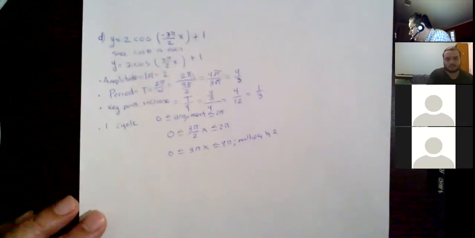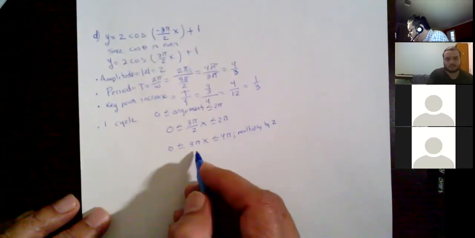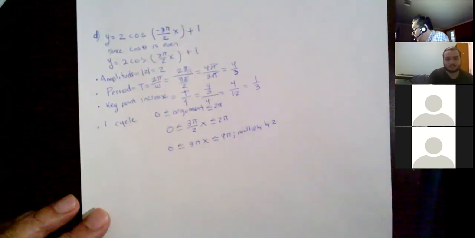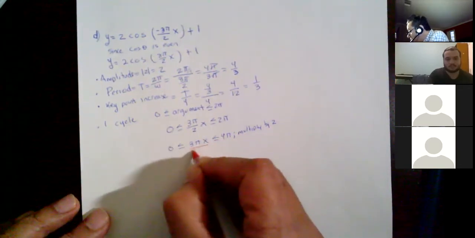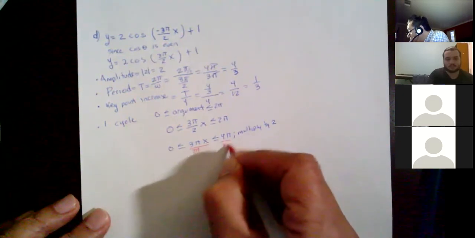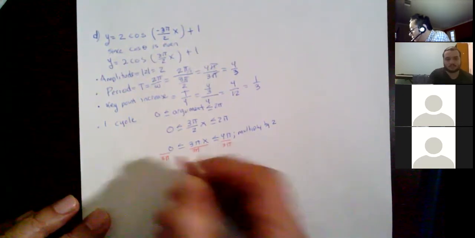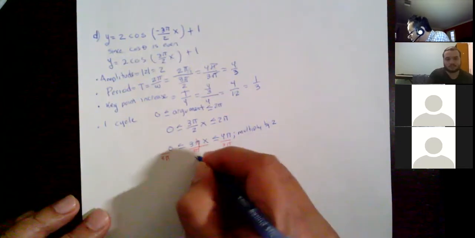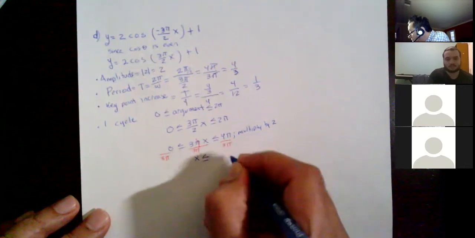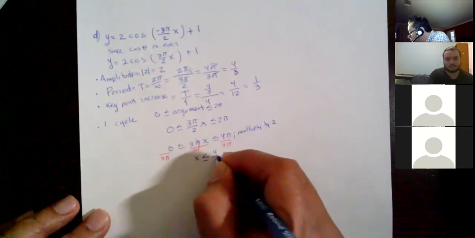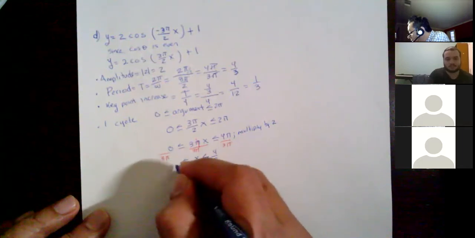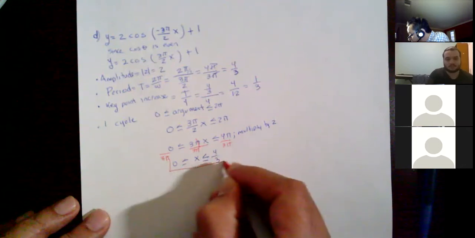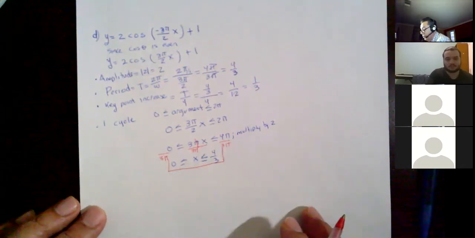All right, and then to solve for x, I'm gonna divide by 3 pi in each part. 3 pi, 3 pi, and 3 pi. So now I'm left with x less than or equal to 4/3 and greater than or equal to 0. All right, so the cycle, you guys, is gonna go from 0 to 4 pi over 3.